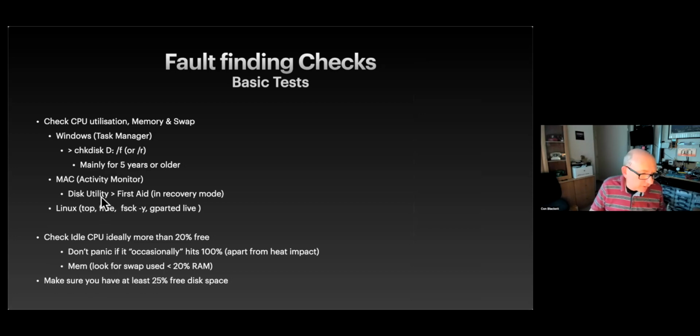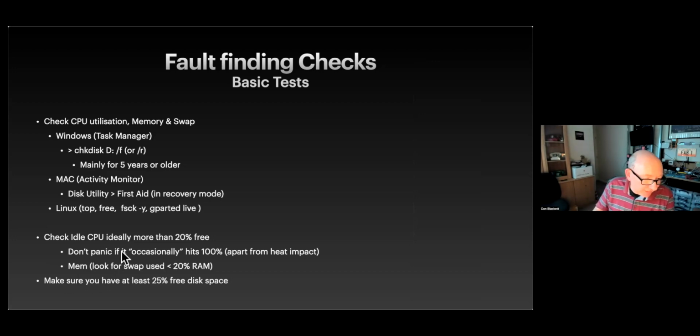And again, there are similar utilities for the Mac, though not quite as important because the disk I/O system is a bit more advanced than on the Windows side of things. And then just for completeness, for Linux, it's things like top, free, and fsck, which is equivalent to check disk, if you like, or you can use a little utility called GParted Live. Whichever operating system you're on, the principles of what I talked about earlier on are more or less the same. There's not a lot of difference there.